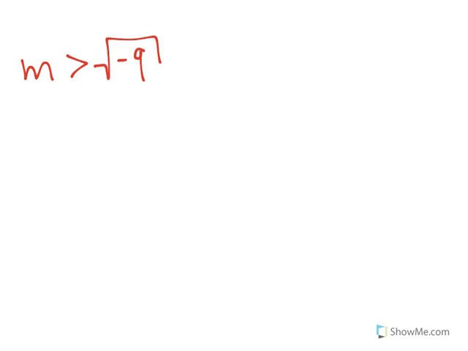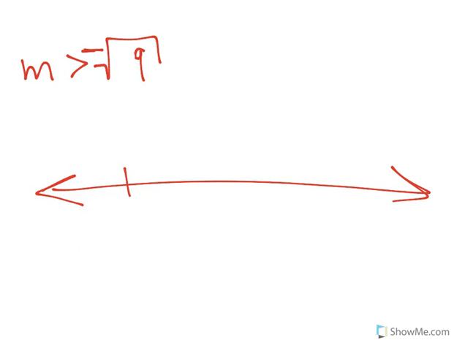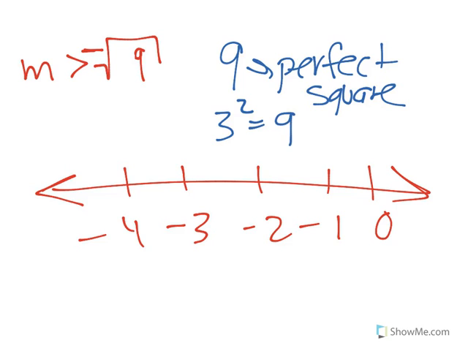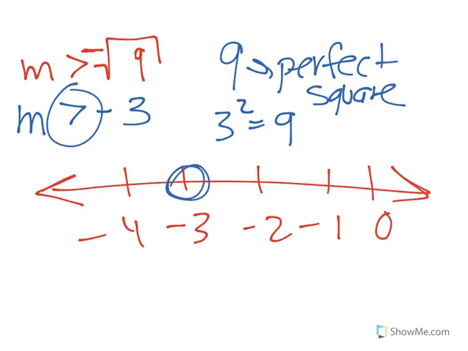Now m is greater than the negative square root of 9, and so if we have our number line right here, we can have -4, -3, -2, -1, and 0. And we know that 9 is a perfect square because 3 squared is equal to 9. And so this is actually equal to m is greater than -3. And so since it's greater than, we do not have a greater than or equal, it's just greater. It should be an empty circle, and since it's greater than, we color the right side.